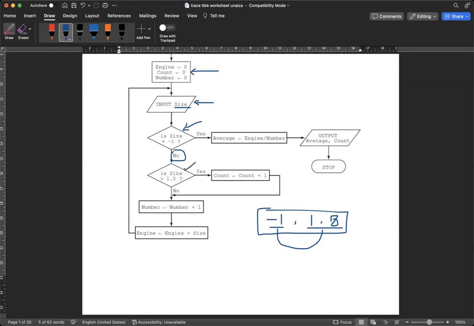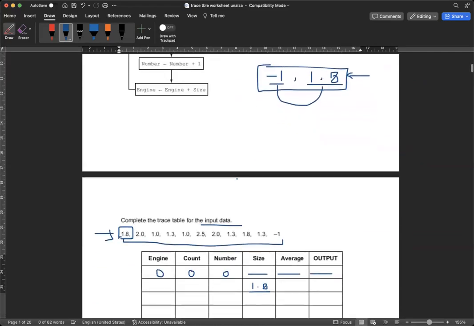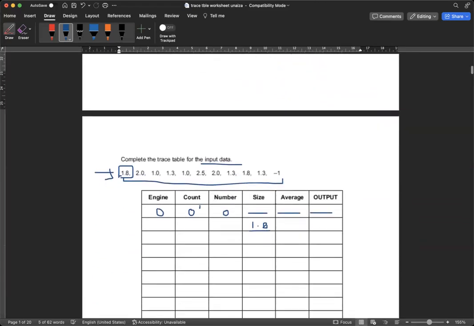Now, can you read the next condition? If no, is size greater than 1.5? Just hold on. Tell me, is size greater than 1.5? Ours is 1.8, so yes. So what do you have to do now? You have to add one to the count. Go to the count: 0 plus 1 becomes 1. That's it. Okay.